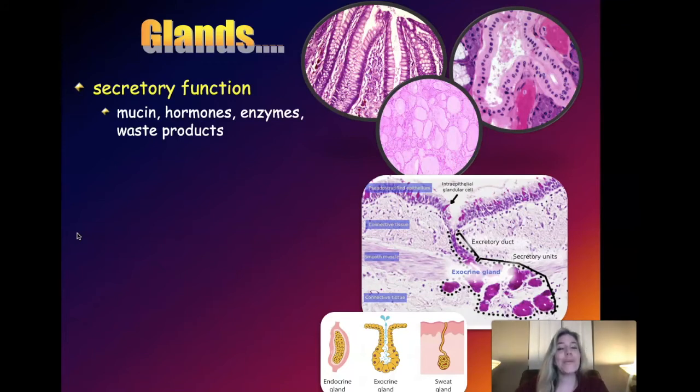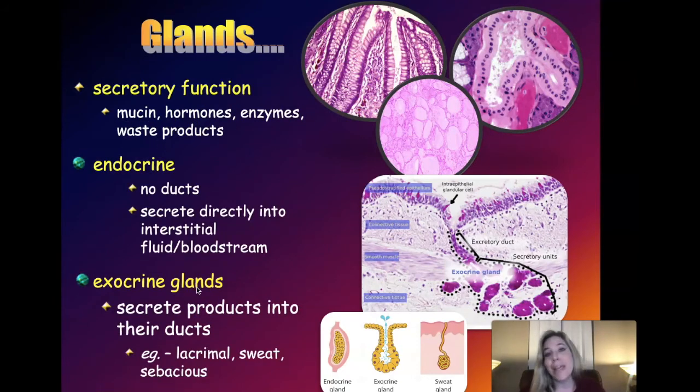So now let's talk about the glands of epithelial tissue. And all of these, despite what kind they are, have a secretory function. In other words, they secrete stuff. So it could be mucin, which when combined with water can create mucus. They can secrete hormones and enzymes or even waste products. There are two main categories that we're going to talk about, as well as sweat glands.